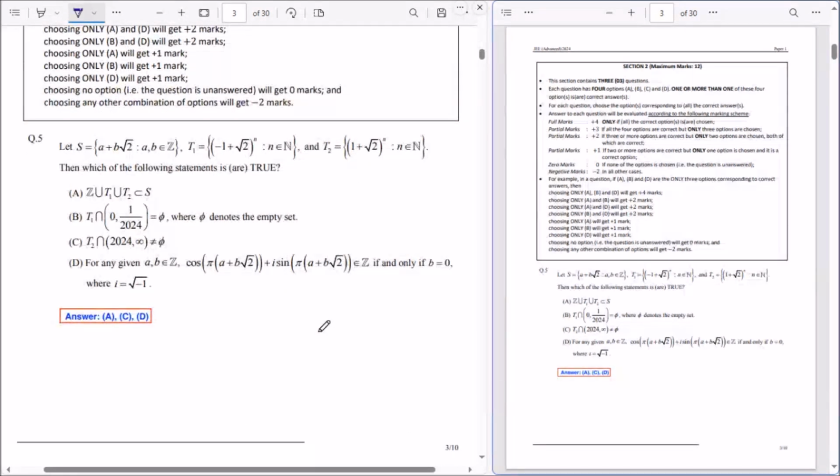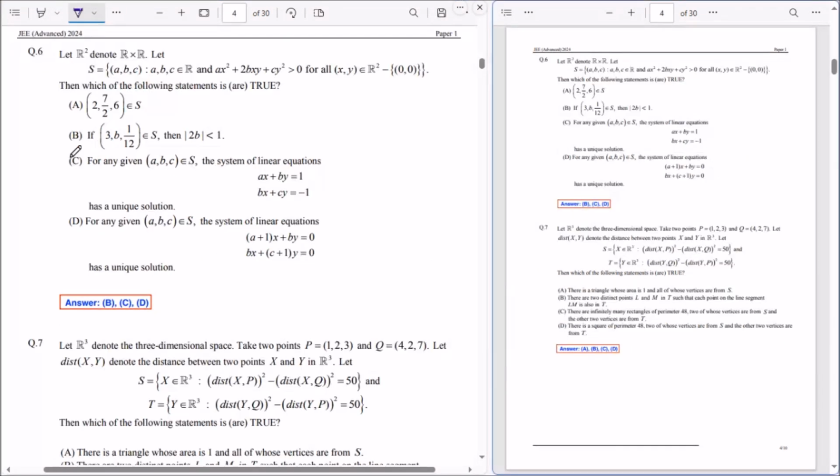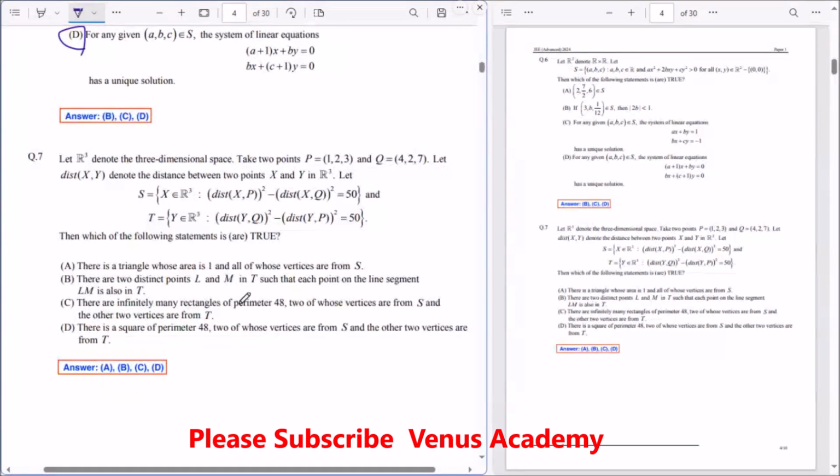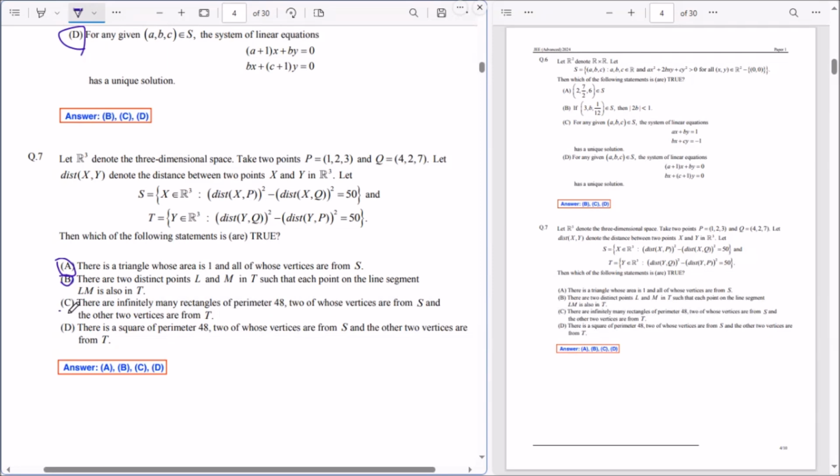Question number 5. Dear students, this question has 3 correct options, that is option A, option C and option D. If you choose all these 3 options, then only you will get +4 marks. Let us see the next question. Question number 6. Option B, option C and option D are correct options. Next, question number 7. In this question, all options are correct: option A, option B, option C and option D. If you choose all these options, then only you will get +4 marks.